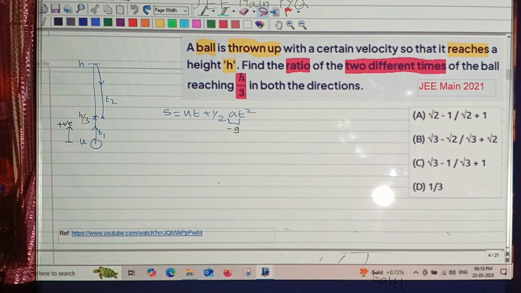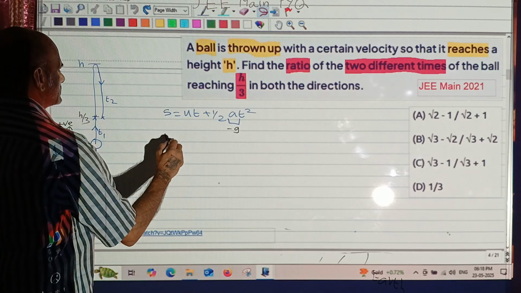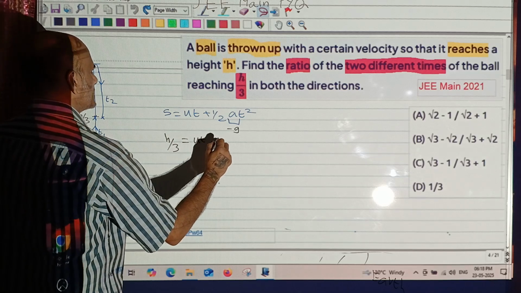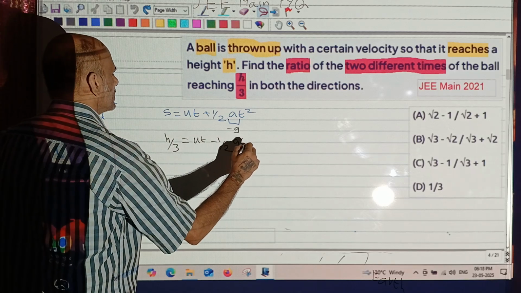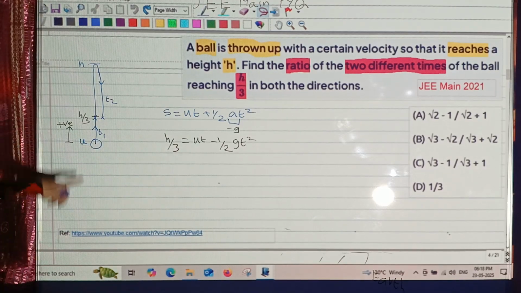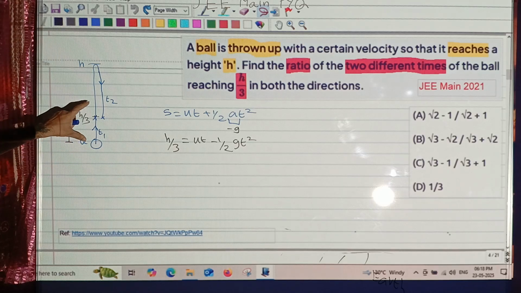And to get this time at the displacement h by 3, I have to put s equal to h by 3, so h by 3 equals ut minus half g t square. And u I can get in terms of h, because if u is more, h will be more, it will reach a greater height. If u is small, it will reach a small height and turn back. So there is a relation between u and h.